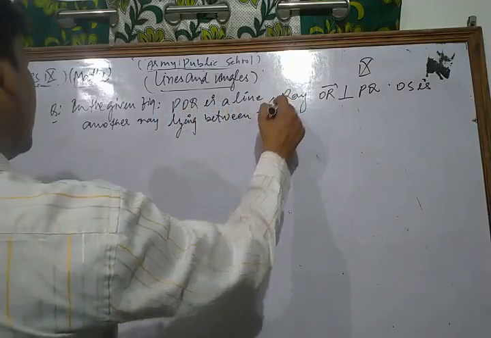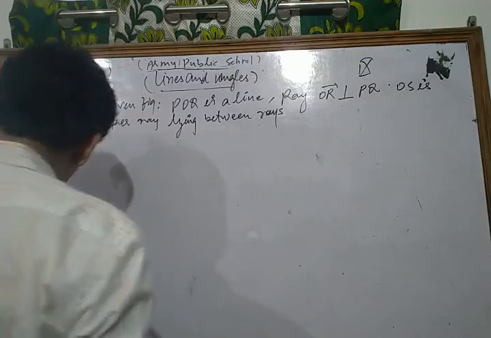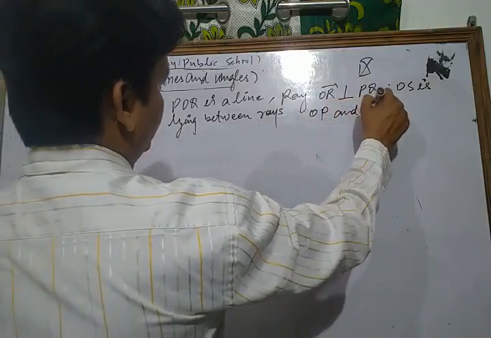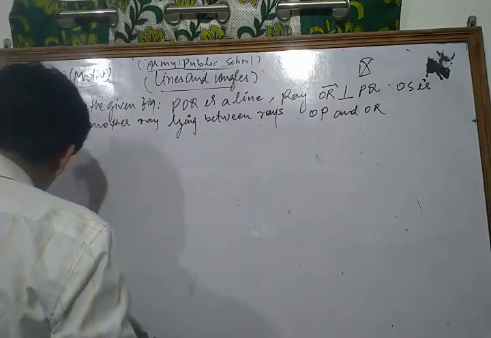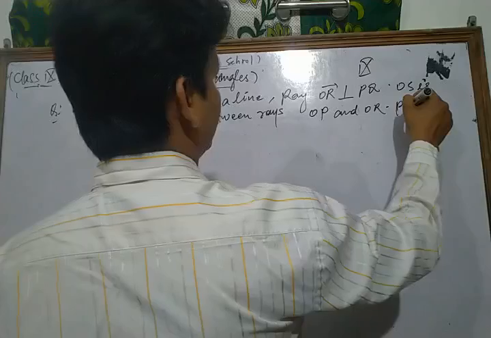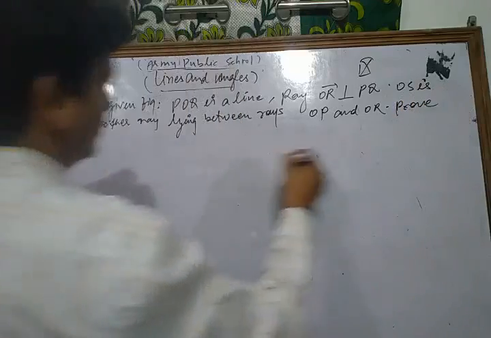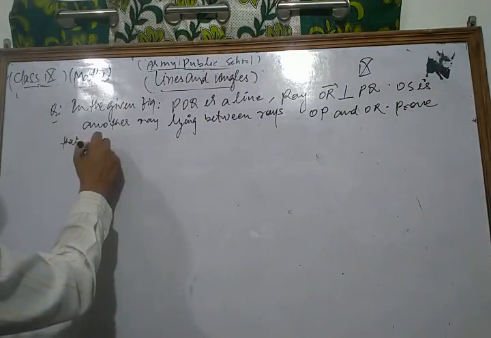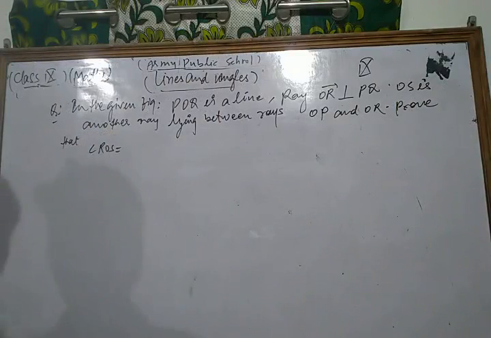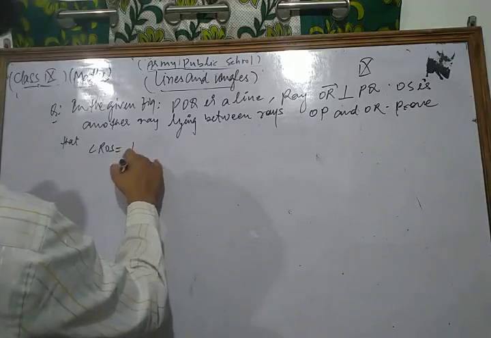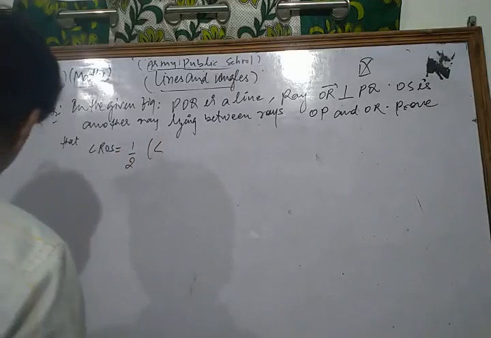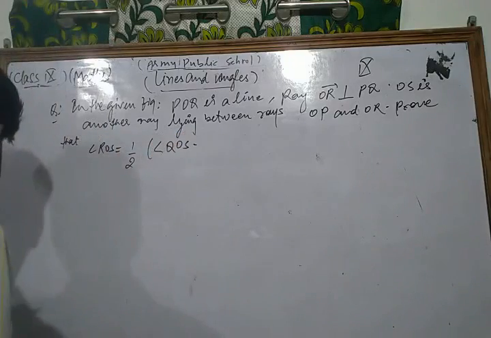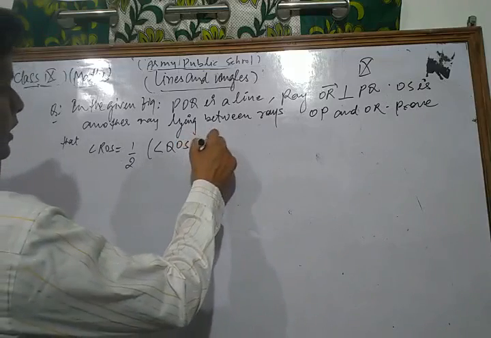OP and OR. Prove that angle ROS is equal to half of angle QOS minus angle POS.